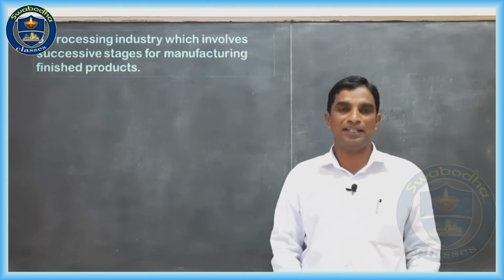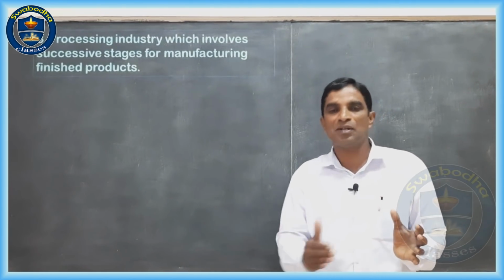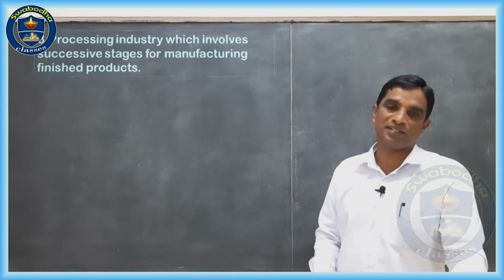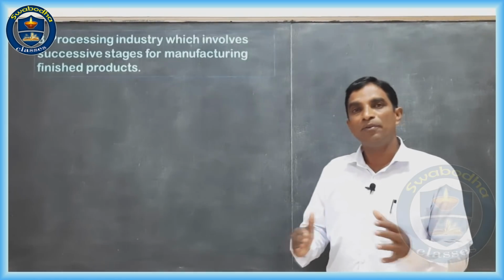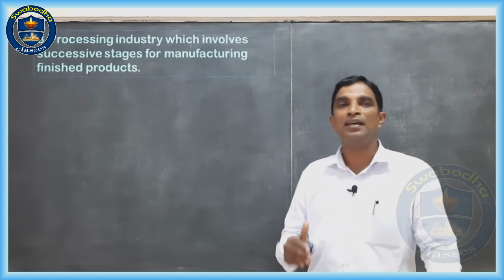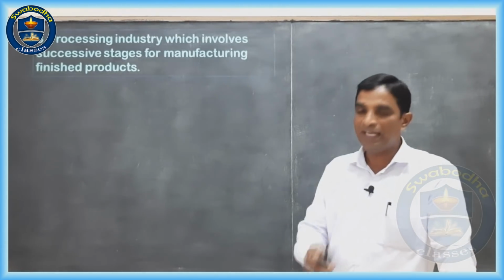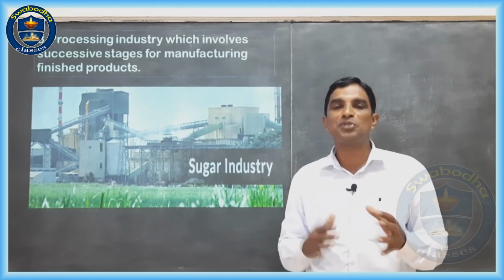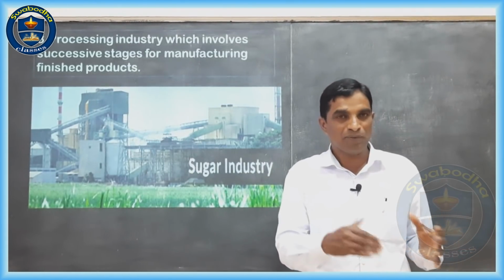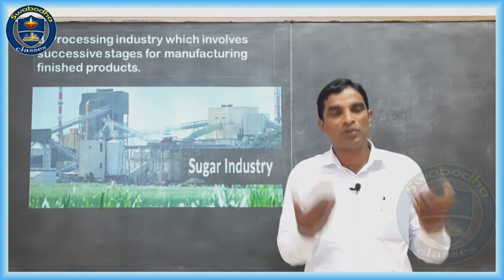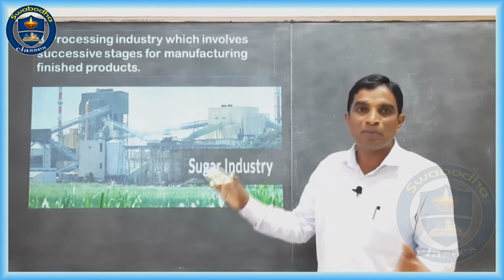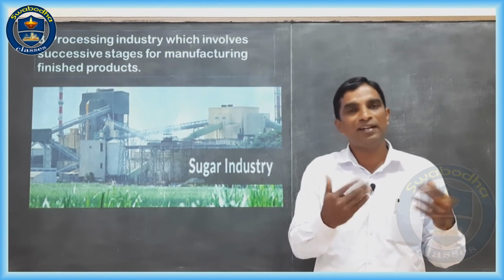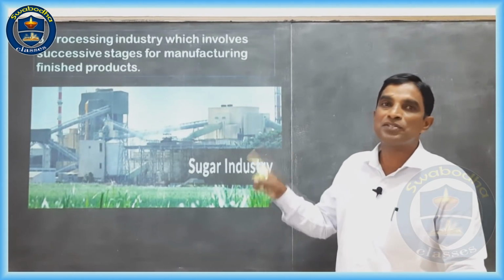The third one is processing industry. Here there is a series of steps, various stages, for manufacturing finished products. So a processing industry involves a series of stages. We'll see an example: the sugar industry. In the sugar industry, we start from sugar cane, which comes from the plantations. From the genetic industry we take sugar cane, then it is processed in another plant. Finally, it comes to the sugar industry, where we get sugar. Before that, we get jaggery. So it is an example for processing industry.